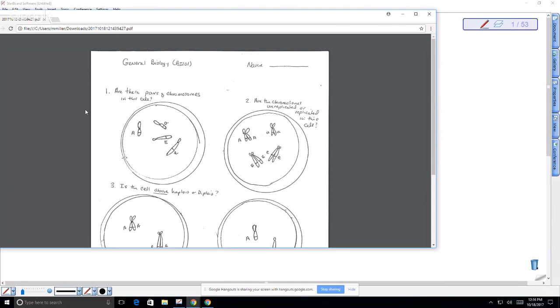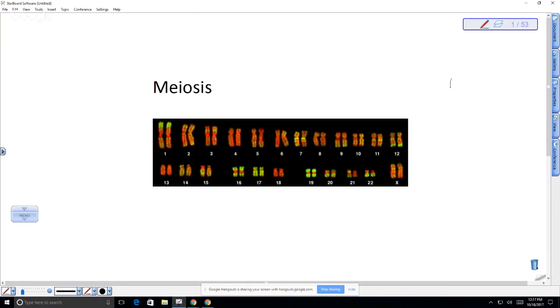Now in this diagram right here, are there pairs of chromosomes? So this is the first question. Are there pairs of chromosomes in this cell? Yes, right? And I know that because they're of the same size and the same shape relatively, and I also have them listed with the same gene. So what are chromosomes that have the same gene called? Does anybody remember? They are called homologous chromosomes.